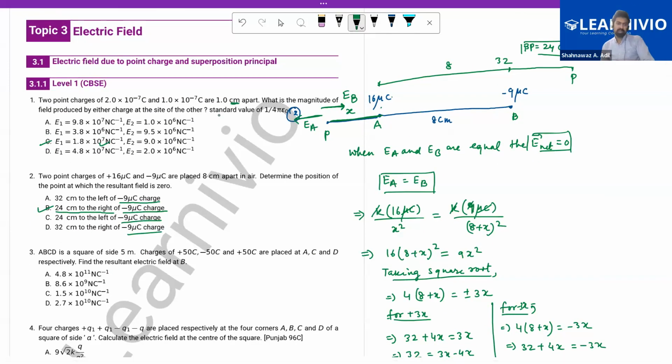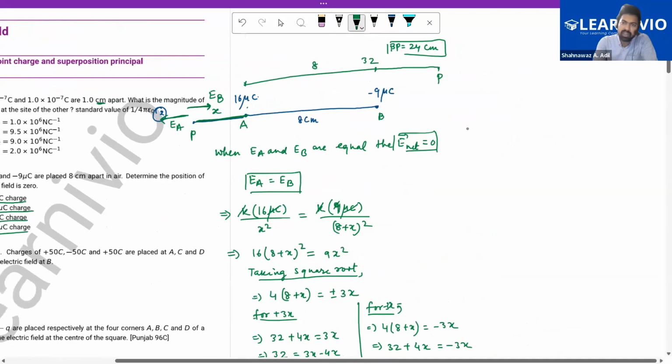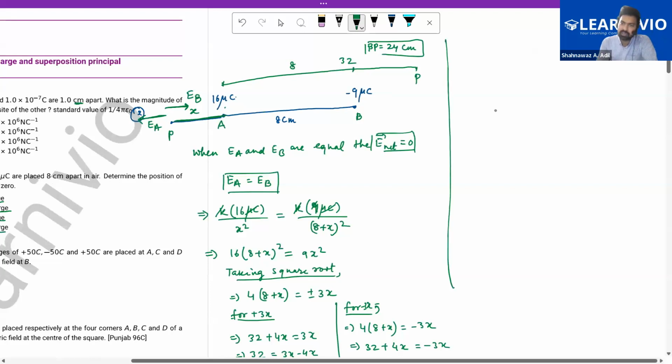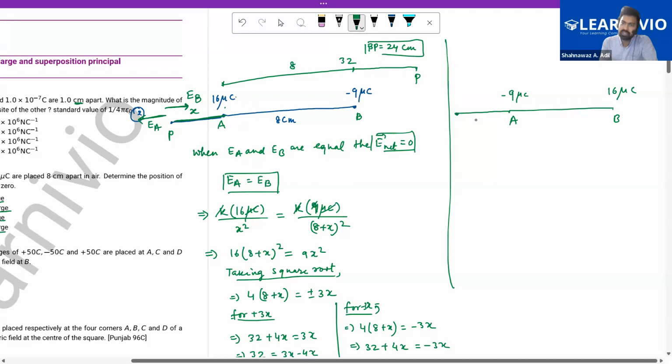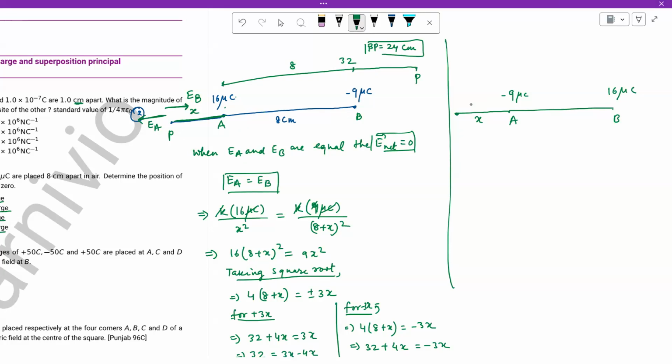So you understood this part, right? What I was telling you is that we can take the starting point from here, or we can take the starting point from here as well. So let's say I draw like this, and then I choose this point to be in here. So this would be x, right? And then I measure all these distances. So we'll check this scenario as well.